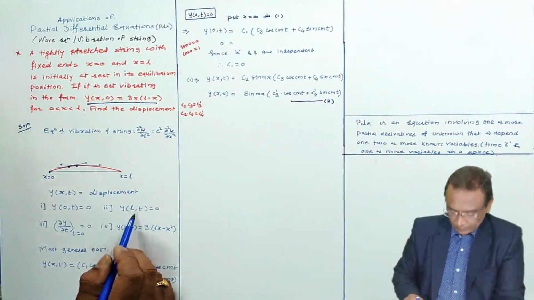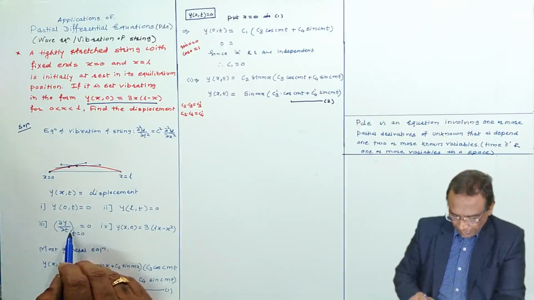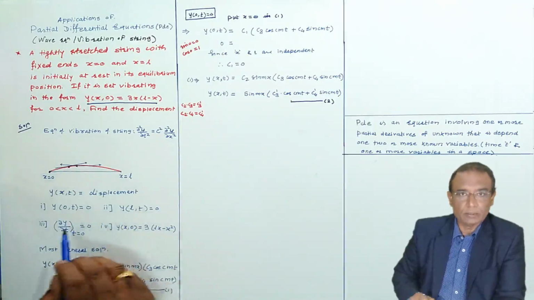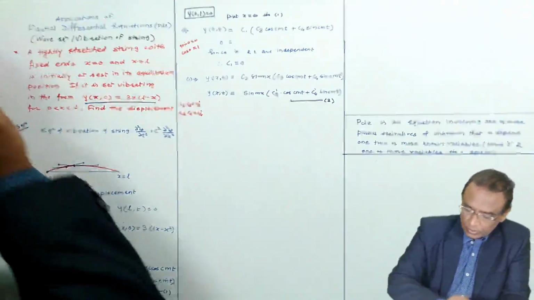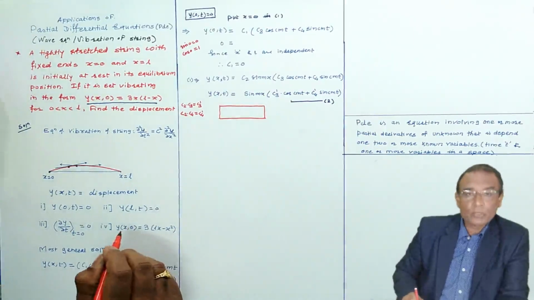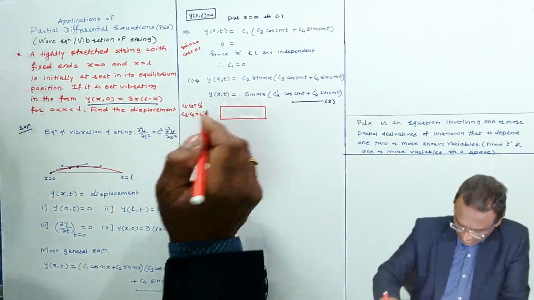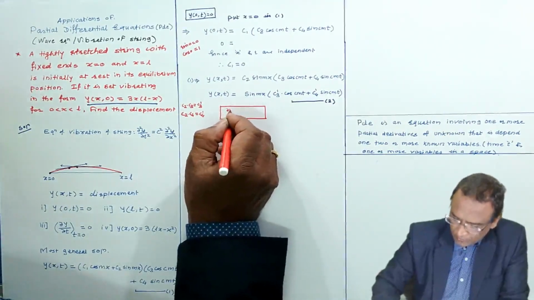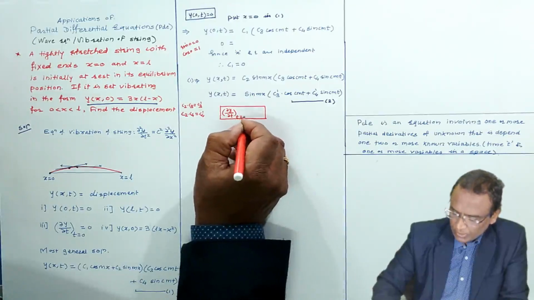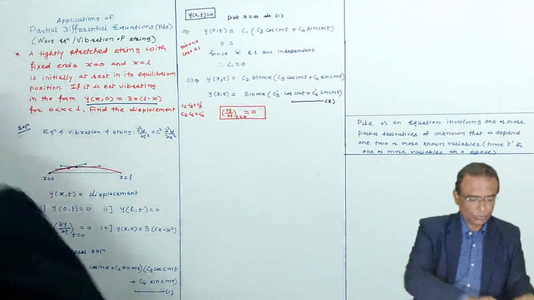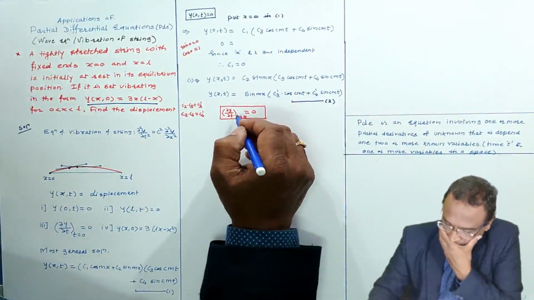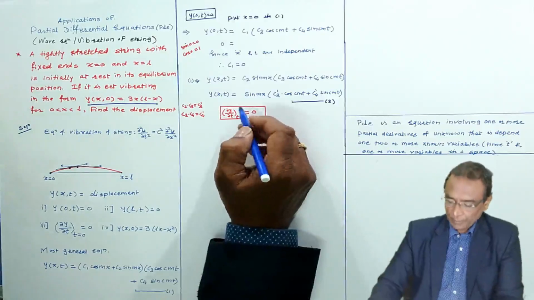Now I am going to apply the second or third condition, whatever. I am going to apply the third condition. You are free to apply the second condition also, so the order of application of the conditions is not important. See, del y by del t at t equal to 0 is 0. This condition I am going to use.